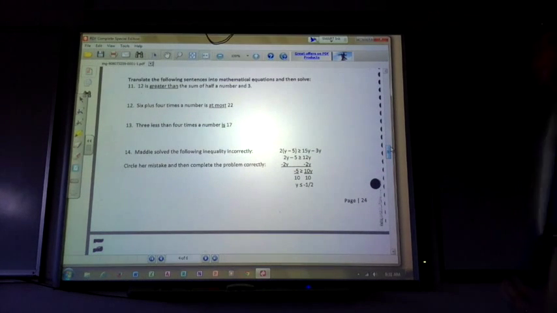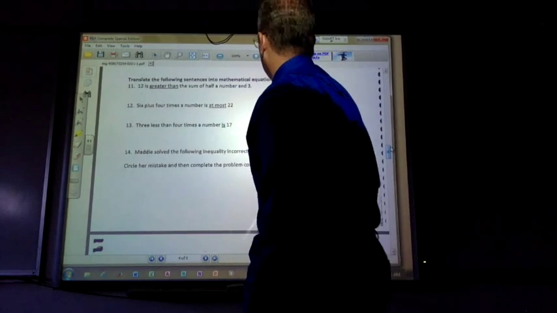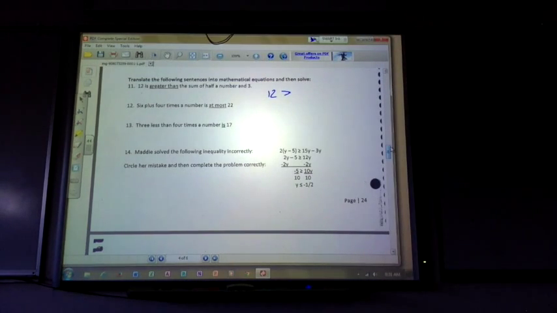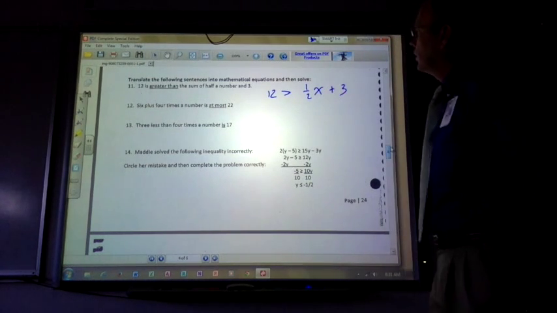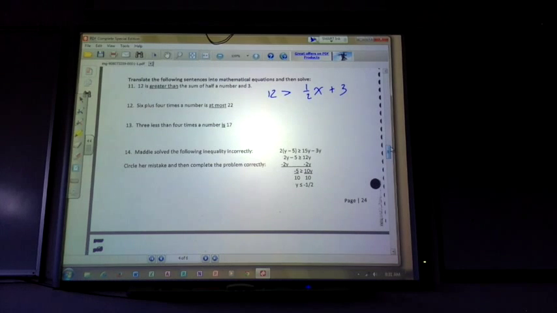12 is greater than, and we've underlined greater than because it's significant somehow. The sum of half a number and 3. 12 is greater than. You think I can do that? The sum of half a number and 3. What is sum? And how do I make half a number if I don't know what the number is? Half x. Okay. So half a number and 3. So 12 is greater than the sum of half a number and 3.